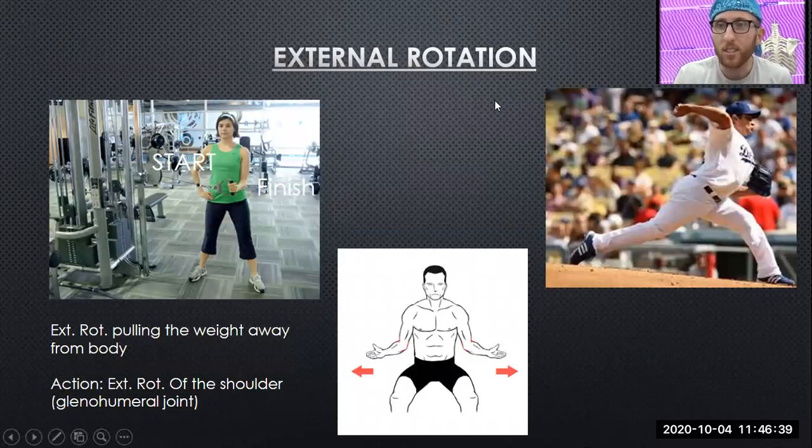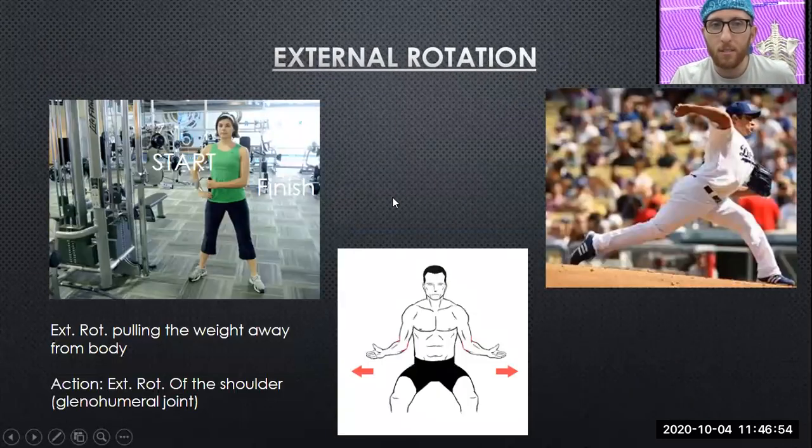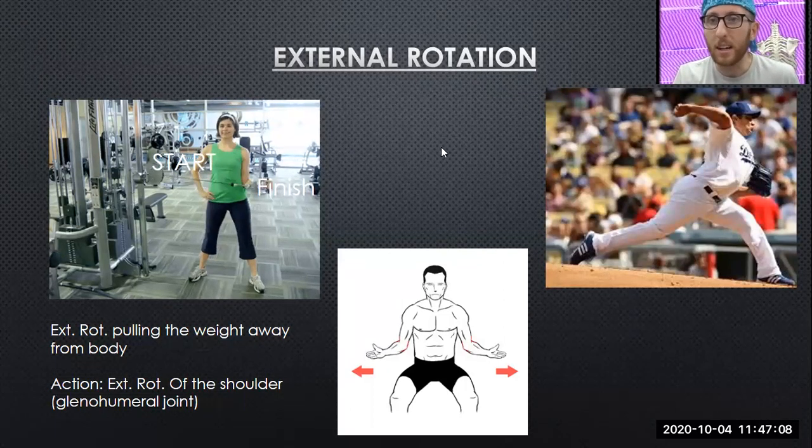Here's external rotation. Huge in baseball. When you whip back your hand, you externally rotate it, and then would be internal rotation on the follow through for that baseball pitch. But if I get these videos going here, you can see an external rotation exercise as pulling that cable machine outward away from the body.